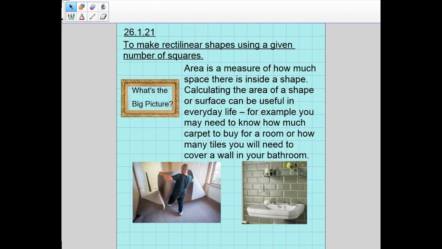So what's the big picture? Area is a measure of how much space there is inside a shape. Calculating the area of a shape or surface can be useful in everyday life. For example, you may need to know how much carpet to buy for a room or how many tiles you will need to cover a wall in your bathroom.